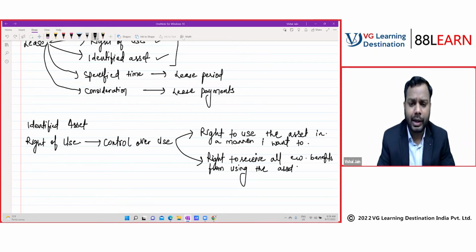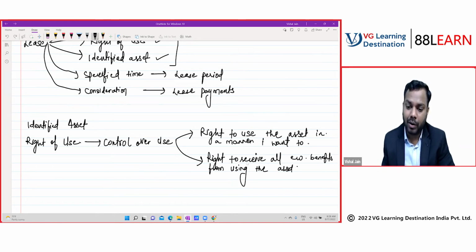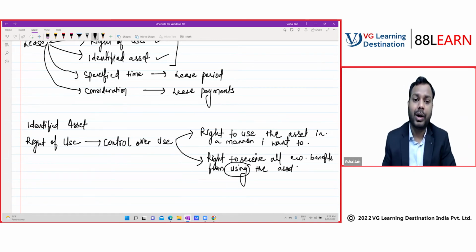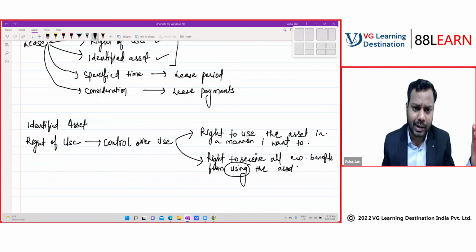Right to sell is not there. Agree. I'm not talking about sale. I'm talking about economic benefits from using the asset. I'm not saying from selling the asset. Understand this word, guys, from using the asset. Sublease is allowed, yes. But let's not go into that tangent now.